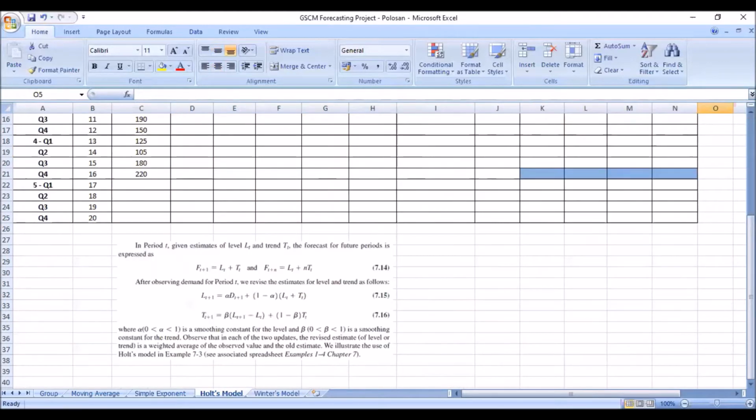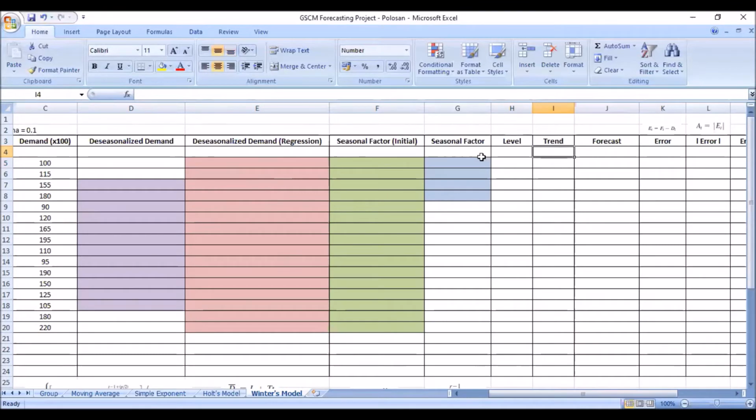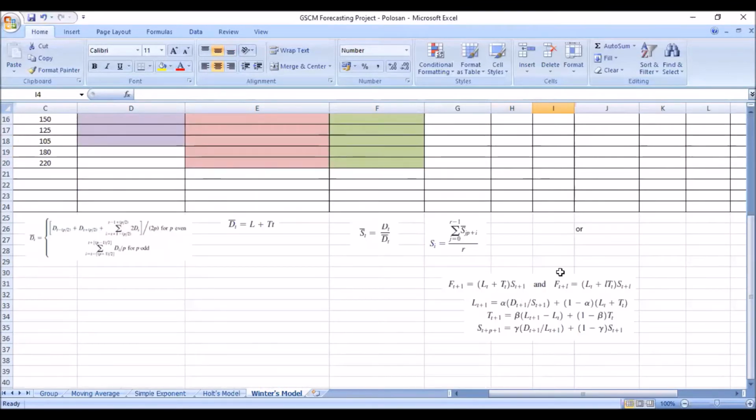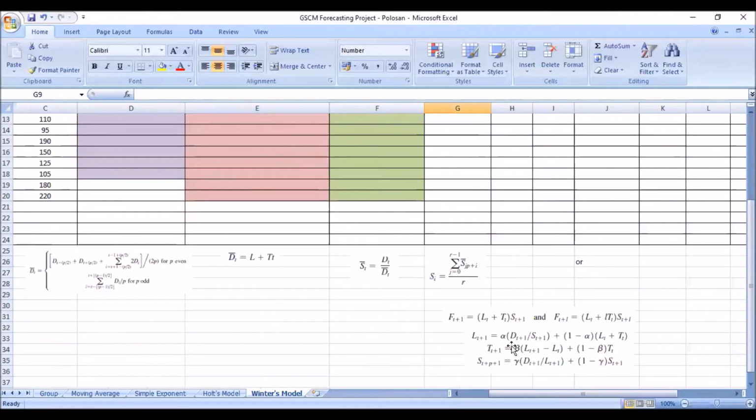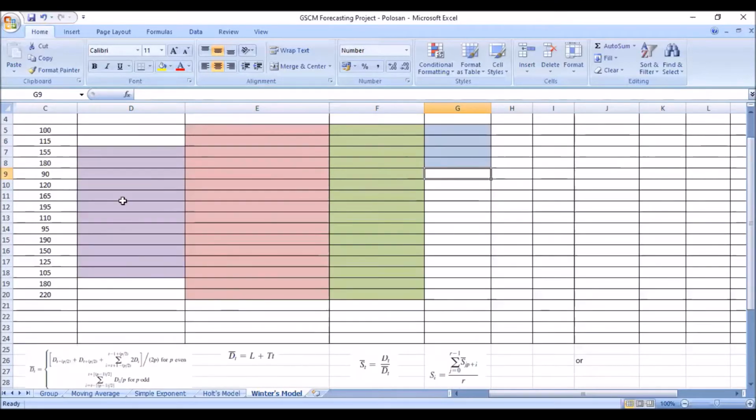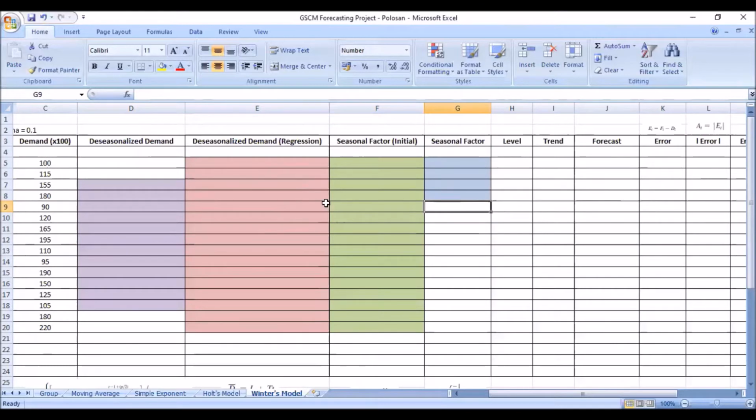Remember that it has quite a similar formula to the previous trend, because the trend has a formula similar to the Holt model. Then we just copy it and find the first one first, because we only have four seasonal factors in the beginning. After we have found the level and trend, we need to find the first four seasonal factors, the rest of the seasonal factors, which is really important.